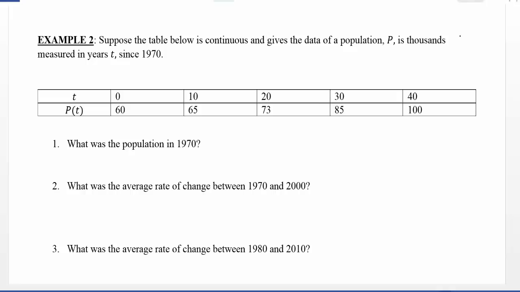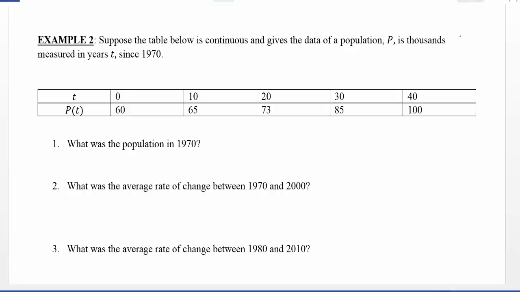We talked before about what it means to be continuous versus discrete, and while tables are normally discrete, we can talk about information from a continuous function. So what that means here is that even though we don't know what's happening between the various t values, we know that they are connected in a continuous way. So if we want to talk about some of the various things on the table related to average rates of change, we want to go ahead and calculate that using the same formula.